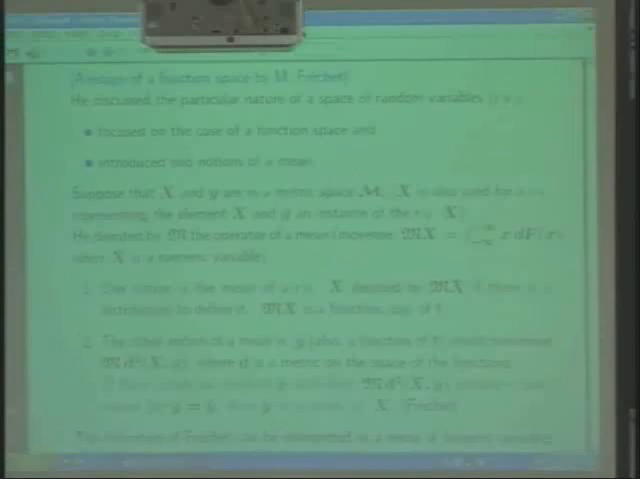And I found an implicit definition of a random variable. He focused on the case of function space and introduced two notions. The first one is, if there is a distribution to define it, then we can calculate its average, of course. But if there is no known distribution of the space, then he suggested a second notion, where the mean is defined as a minimizer of this quantity.